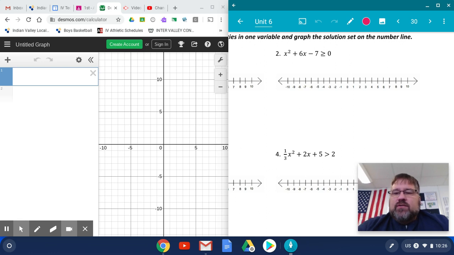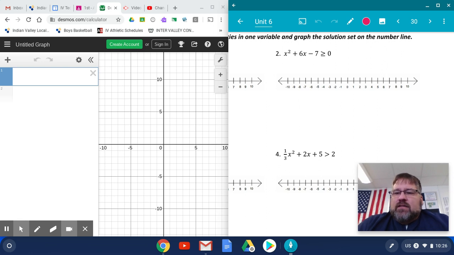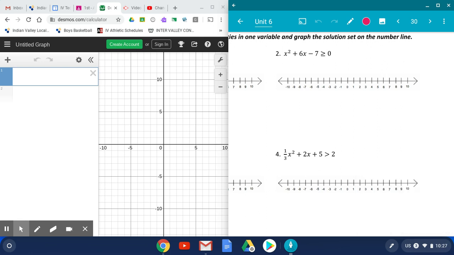Remember, we're in chapter 6, and chapter 6 has been pretty much the Desmos chapter now, hasn't it? So that's exactly what we're going to do. We're going to use Desmos. Let me go ahead and get rid of my little beautiful face down here, and let's go to work.